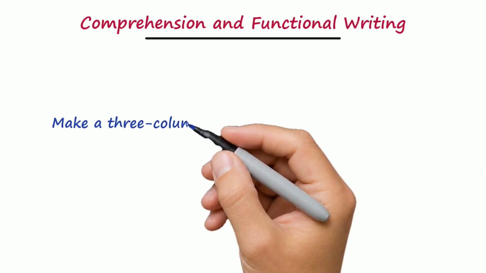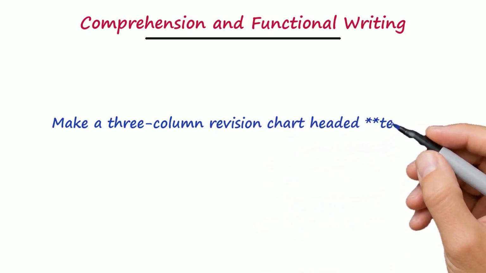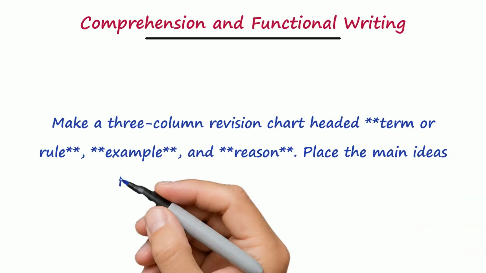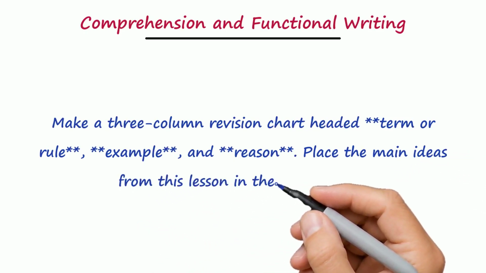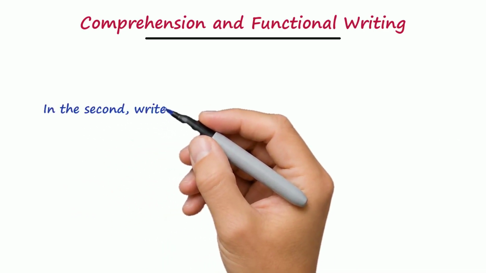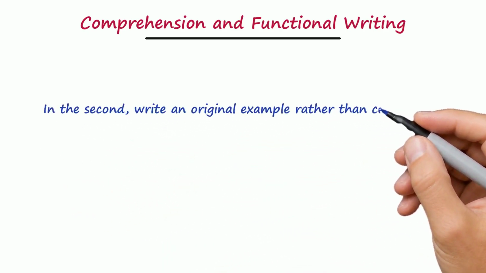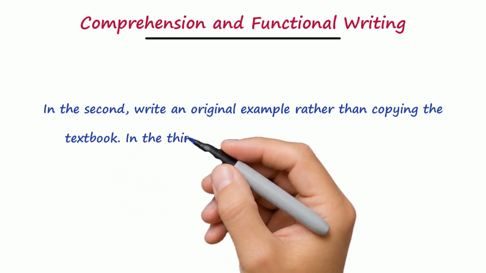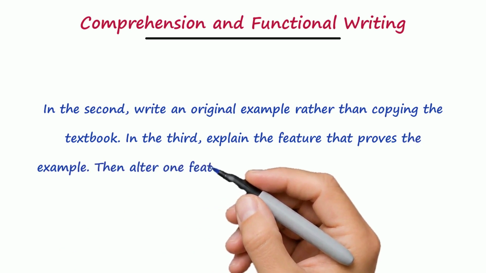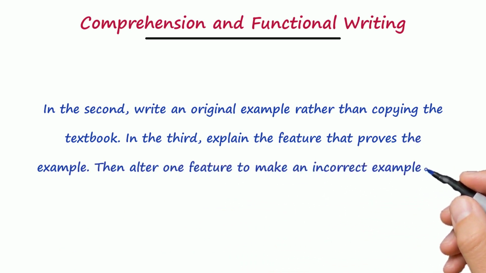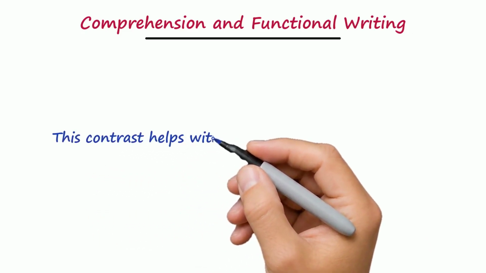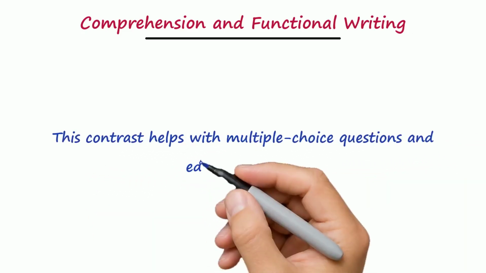Make a 3-column revision chart headed Term or Rule, Example, and Reason. Place the main ideas from this lesson in the first column. In the second, write an original example rather than copying the textbook. In the third, explain the feature that proves the example. Then alter one feature to make an incorrect example and correct it. This contrast helps with multiple choice questions and editing passages.